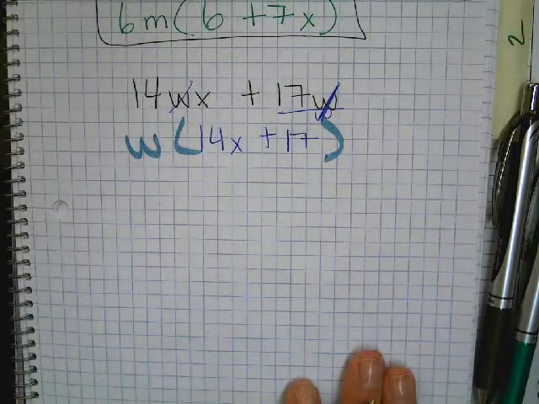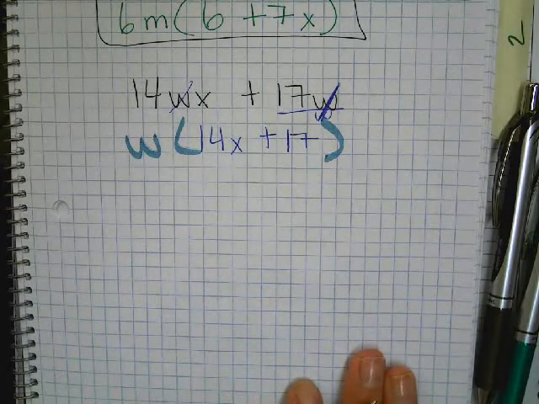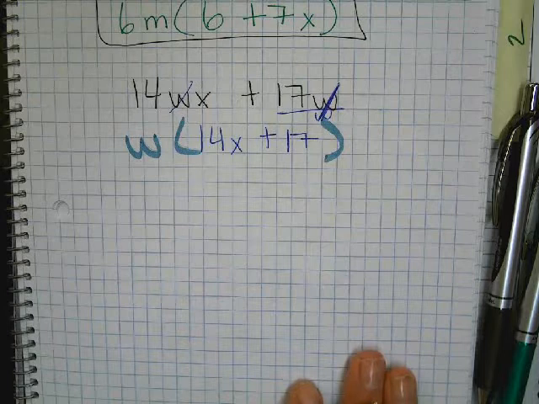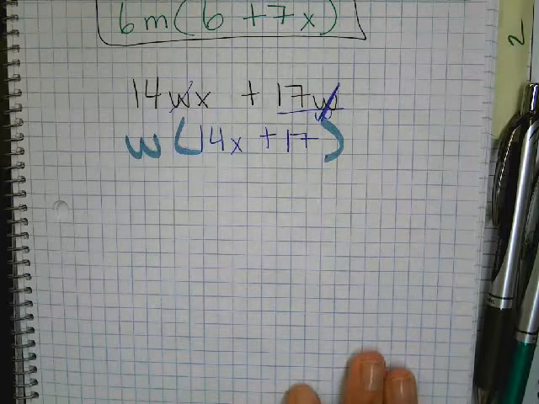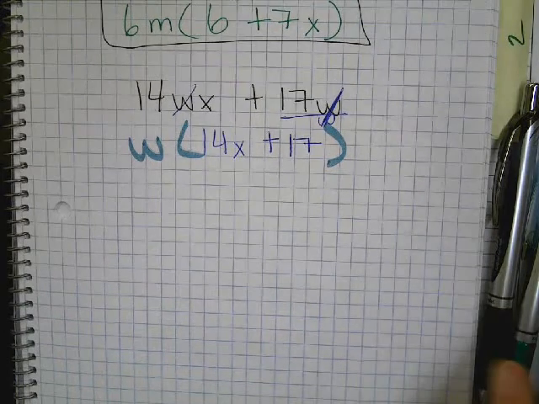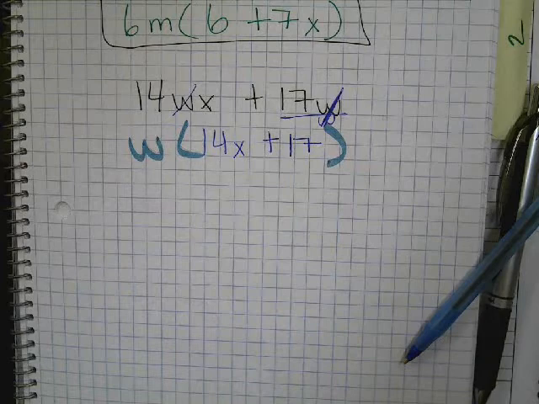So sometimes the only thing you can factor out is a variable. Then you're done. Unless you're looking for decimals. Not today. Okay. Let's try this one out.